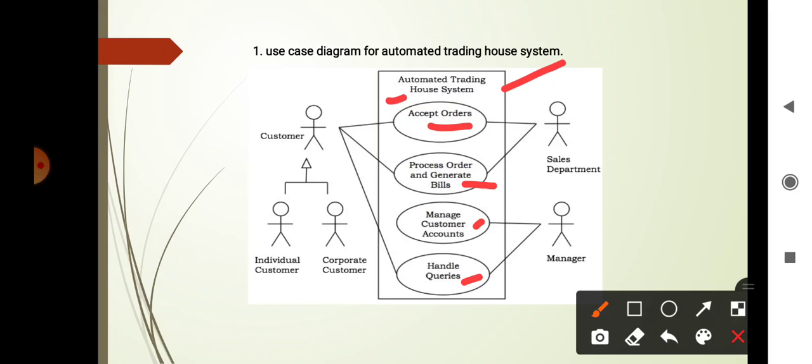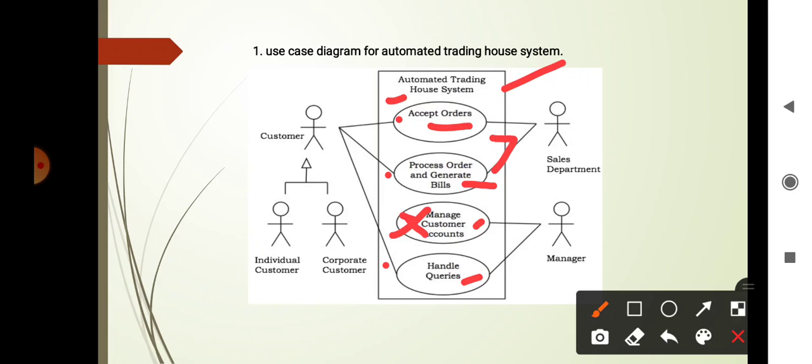The sales department can handle some use cases like accept order, process order and generate bills. So here connected arrows are for only two use cases. Then the manager can manage the customer account and queries, so these two use cases join to the manager actor. The customer can accept the order, process the order, and handle the queries. So these three use cases are connected to the customer actor, but the customer cannot manage the customer account, so it is not connected to the customer actor.